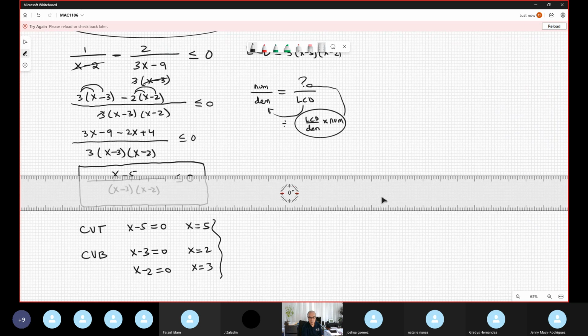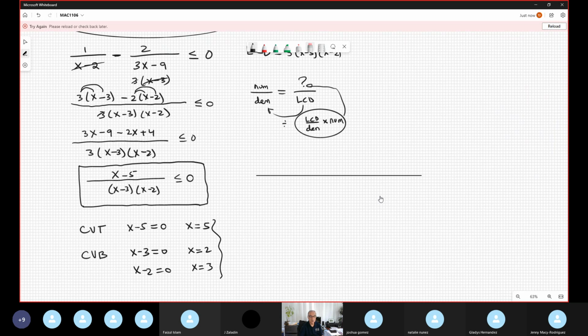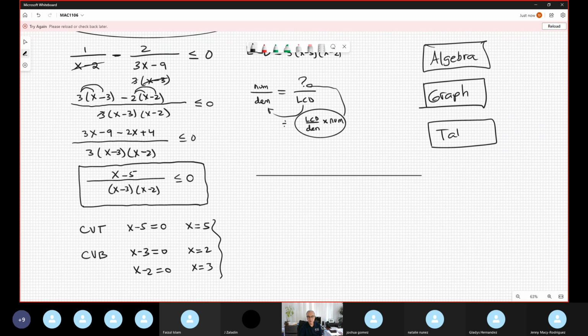Suppose this is my famous real number line. Guys, I need to see in the test the solution. The solution consists of three parts. The first part is algebra, I call it algebra accommodation. The second part is the graphic. And the third part is a table. Three parts I want to see in the solution.